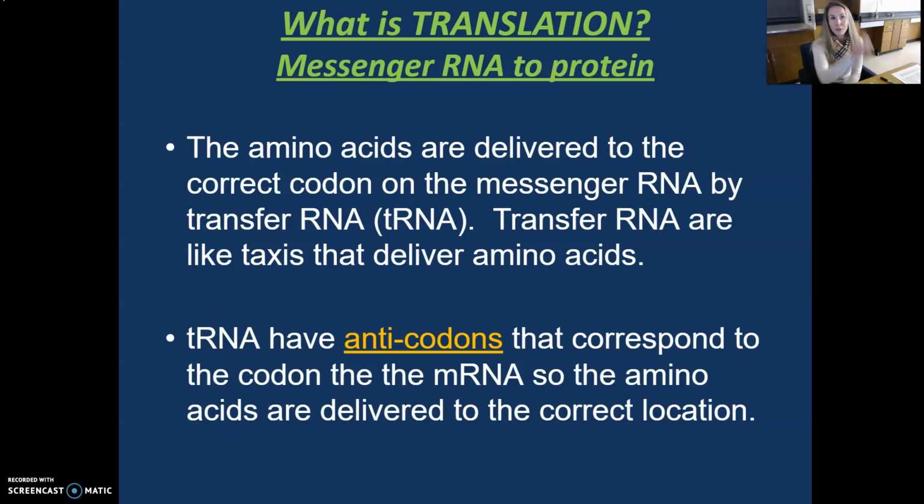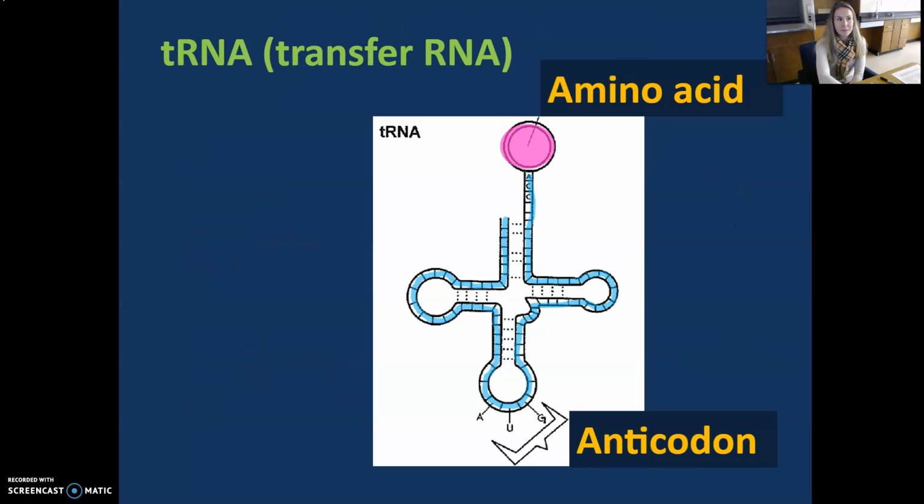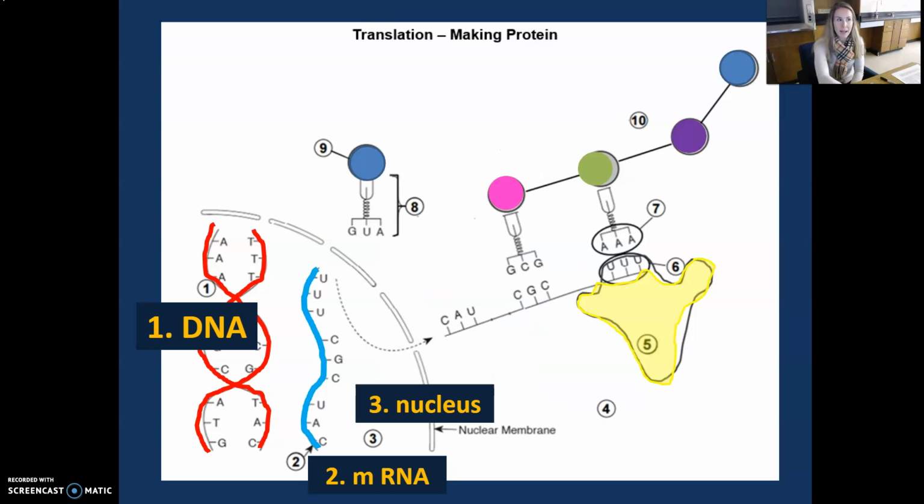So for every 3 bases, that's called a codon on mRNA, tRNA will bring those complementary bases, which is the anticodon, and the tRNA brings a specific amino acid. So what this looks like, tRNA, we have our amino acid at the top, and then we have the anticodon. Those are the 3 bases that will match or correspond to mRNA.